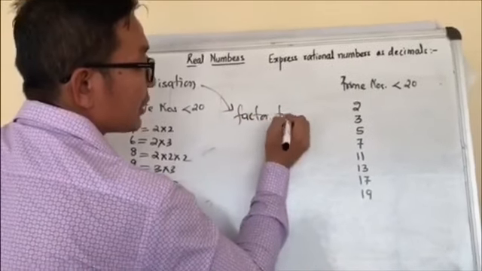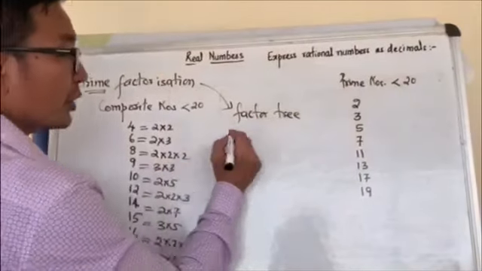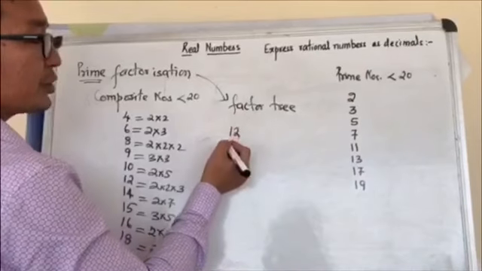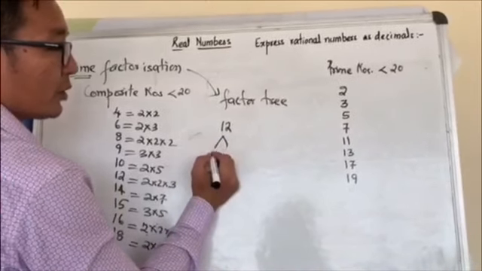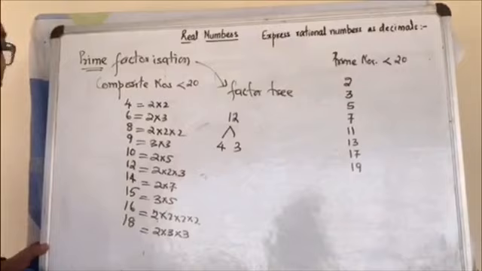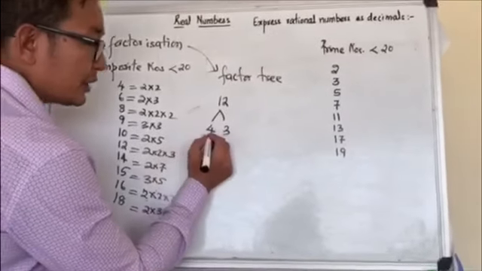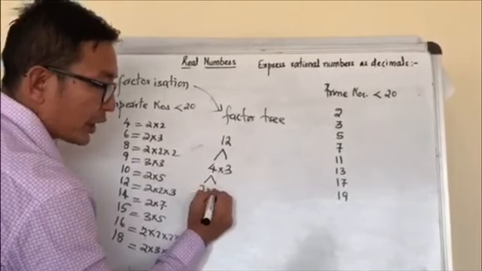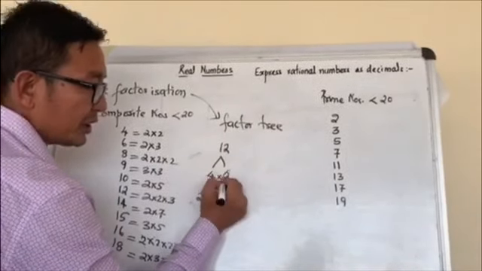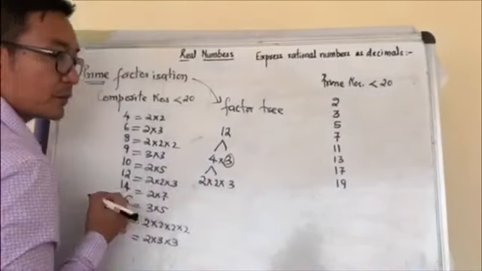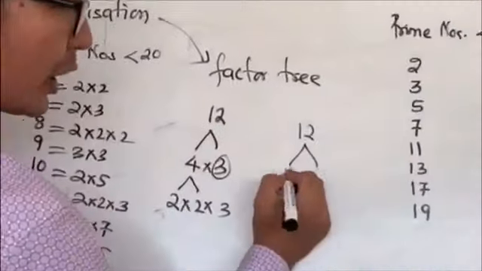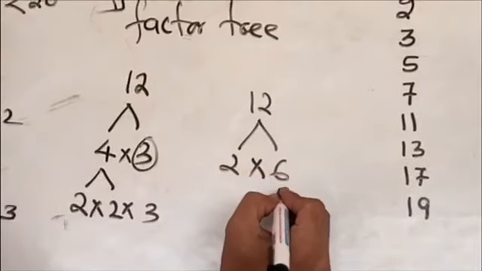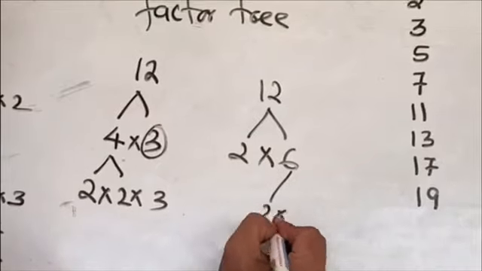Let's say 12 for prime factorization. 12 is 4 times 3, and 4 is not a prime number, so this can be further factorized as 2 times 2 and 3. Or 12 can be written as 2 times 6, where 2 is a prime number but 6 is not, and 6 can be written as 2 times 3.